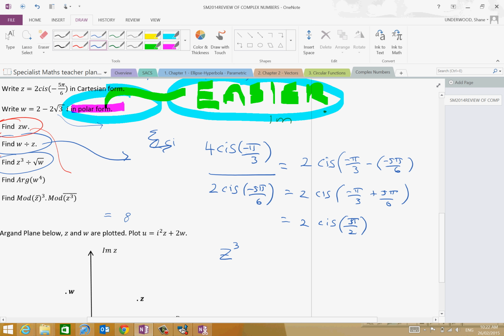Now, if I look at z cubed, let's have a look. Did you look at De Moivre's theorem last year? You should have. Okay, cis of minus 5 pi on 6, and that is cubed. Now, good old De Moivre said that, 2 cubed is 8, and what we do is multiply the argument by the power. Minus 5 pi on 6 times 3 is going to be equal to 8 cis of minus 15 pi on 6.